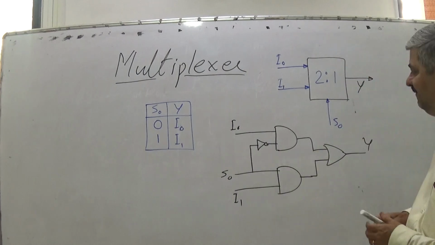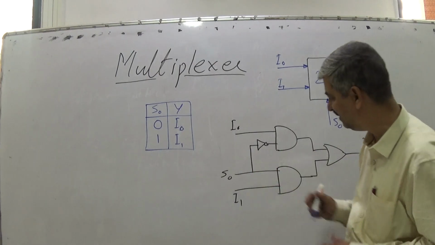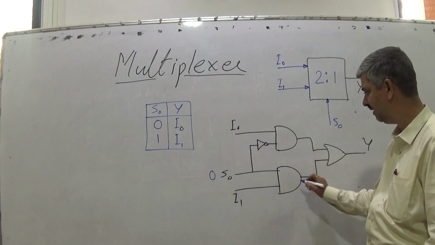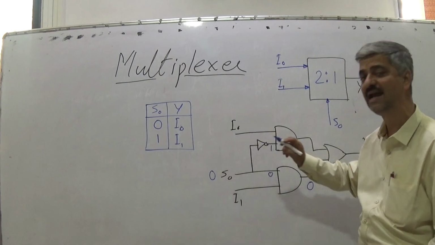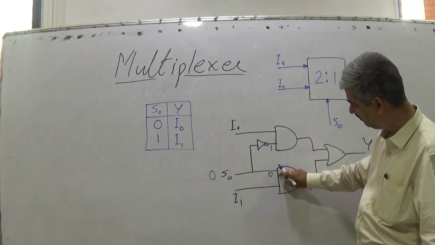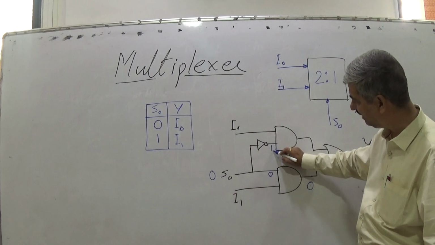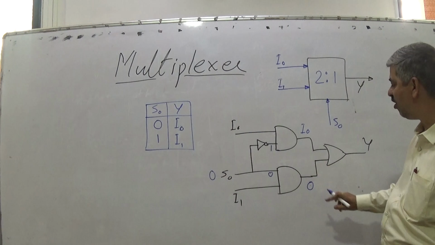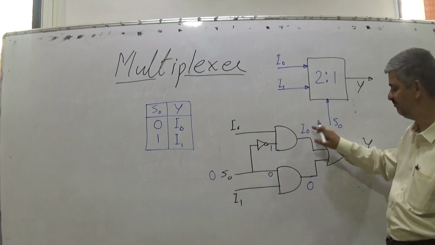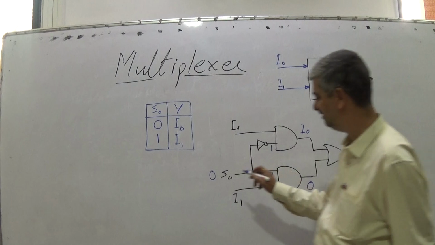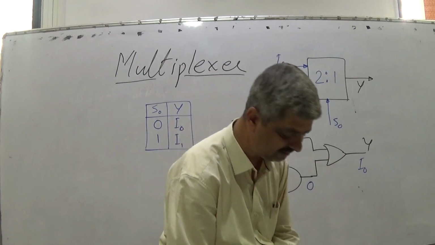So what will happen if this S0 is 0? This will be 0, as this is 0. This will be 1. When for an AND gate one input is 1, what is the AND gate output? ANDing of these two. So in this case, this is 0, so irrespective of anything, this will be 0. In this case, this is 1, so ANDing would be I0. So for this OR gate, we have 0 as one input and I0 as the other input. So what is the output? I0. So when S0 is 0, output is I0.